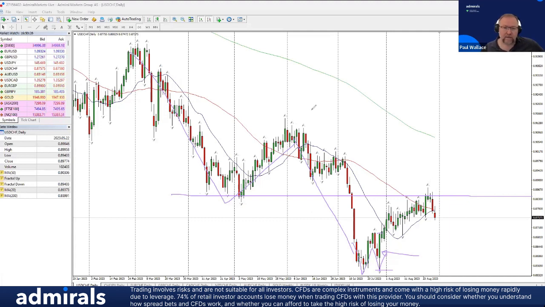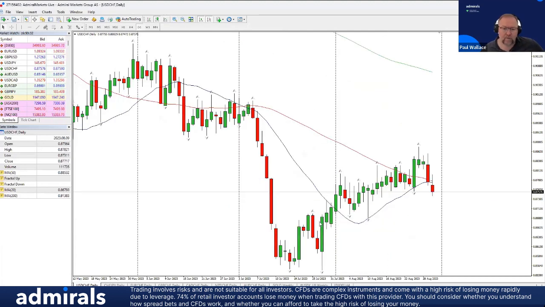Let's just clear that and make this a little bit clearer. What I see here is, having printed that double bottom, we've had a little bit of a pullback, and now here we are, with price going mostly sideways for the last couple of weeks. What we see is that the price and the moving averages are together.